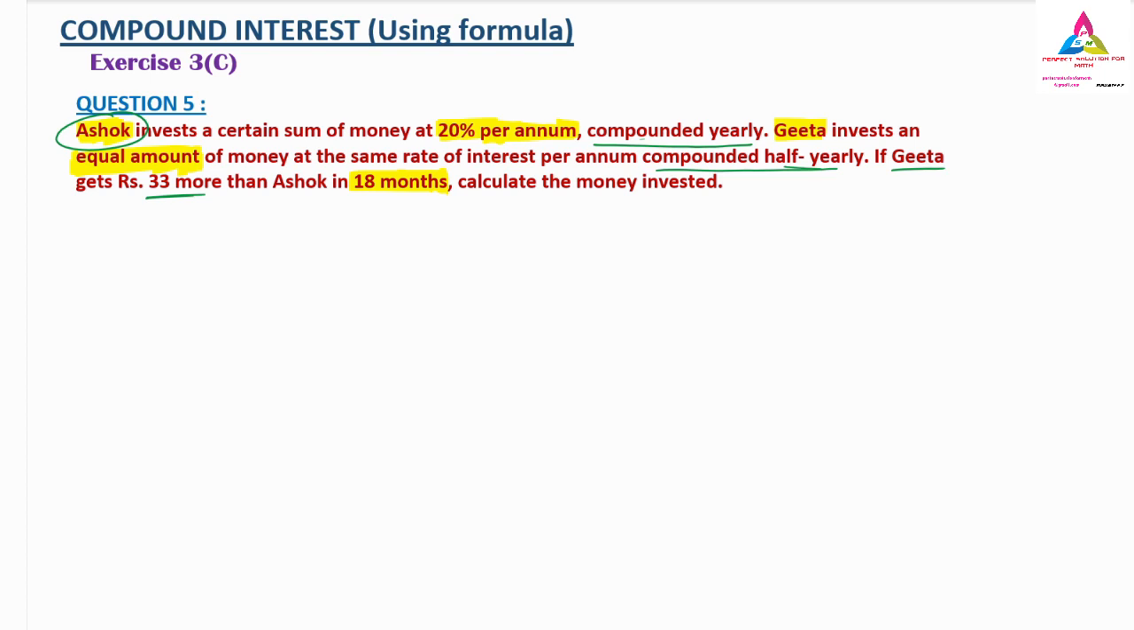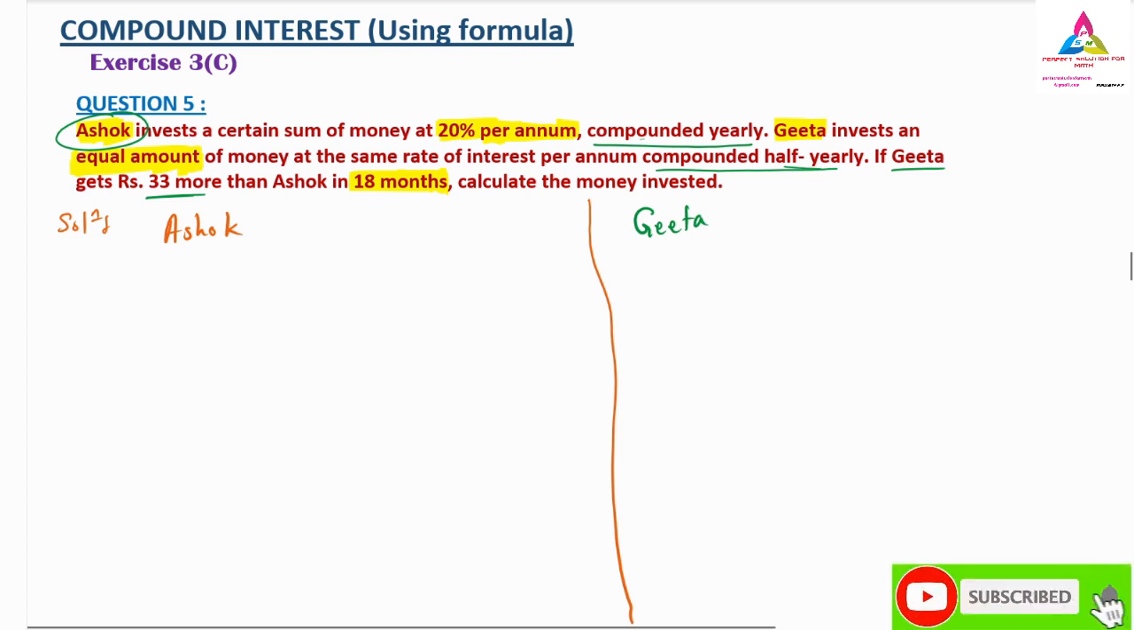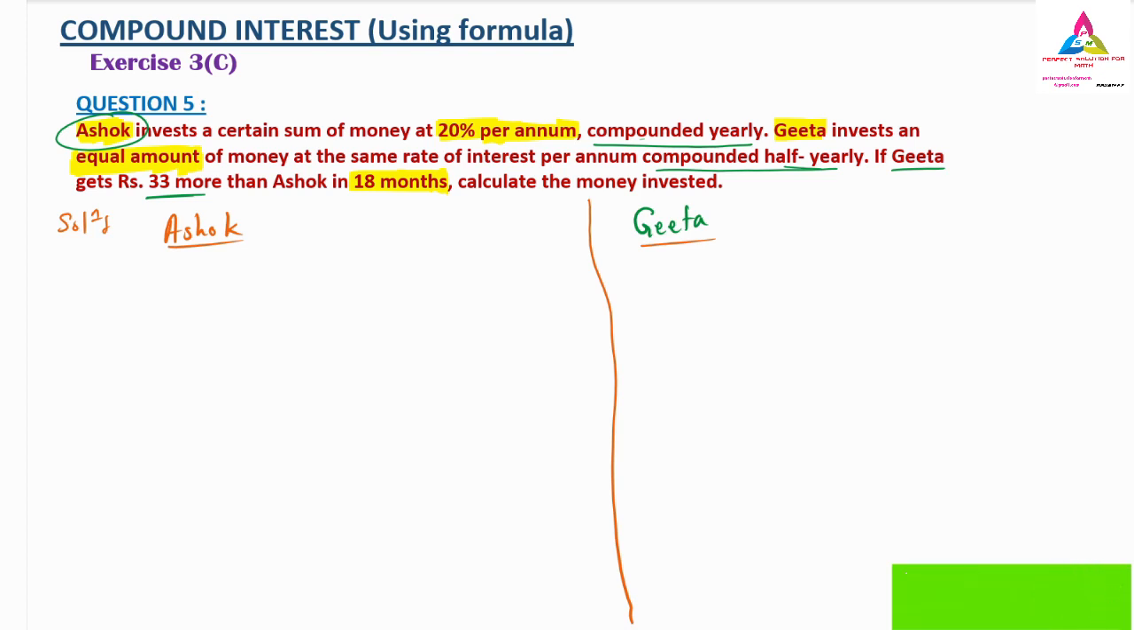According to the question, there are two members, so I will divide this into two parts. The first one I will take is Ashok. So solution: first we will go for Ashok, and this side we will go for Geeta. Here it is most important that we make it separate. And most importantly, what we have to write is the principal amount. The principal amount they have not mentioned, but they have given that the principal amount is the same. So the P value, the principal amount, we can write. One sentence only we will write down: money invested.